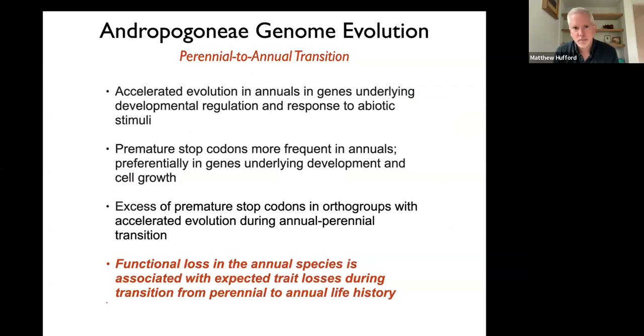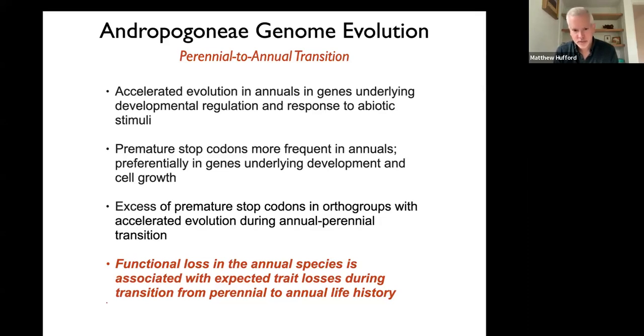So their conclusions from looking at these data and the evolution of these annual genomes is that accelerated evolution in annuals occurs in genes underlying developmental regulation and response to abiotic stimuli, that we see stop codons more frequently in genes from annual species. And again, these are in genes underlying development, cell growth. And that the excess of these premature stop codons is in orthogroups with accelerated sequence evolution during the annual to perennial transition too.